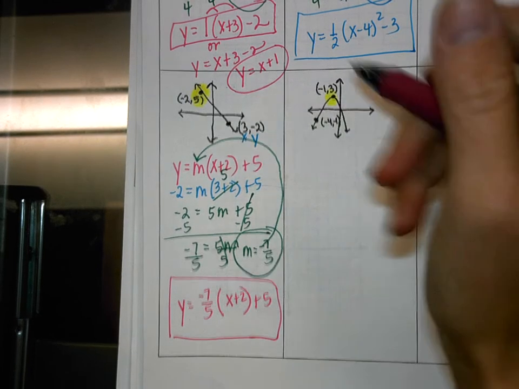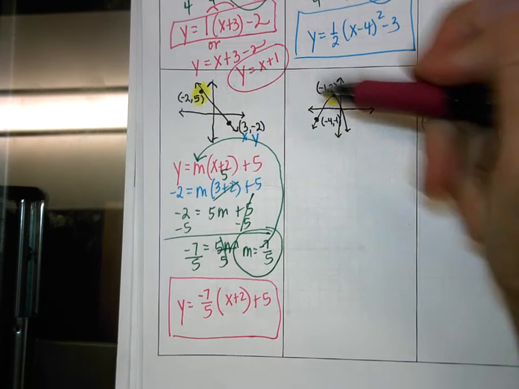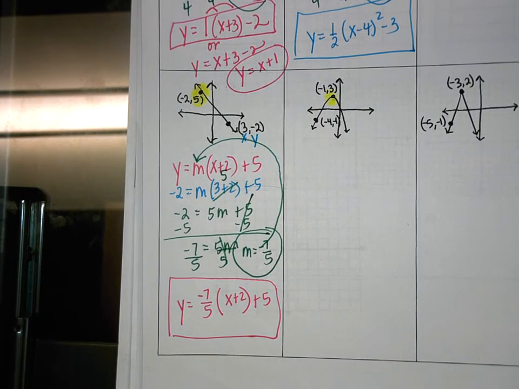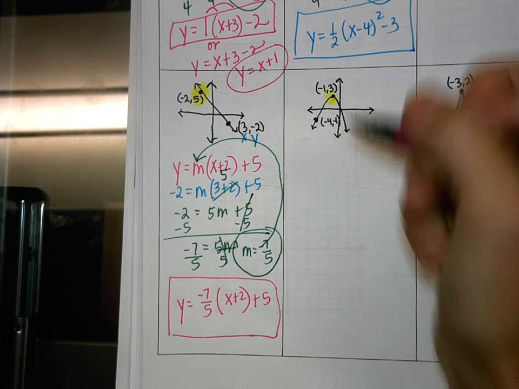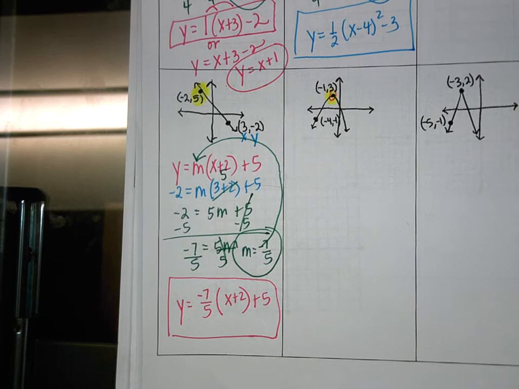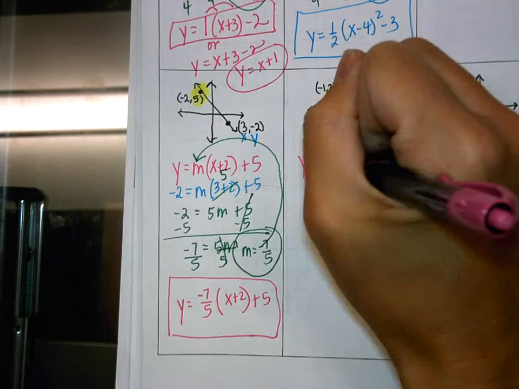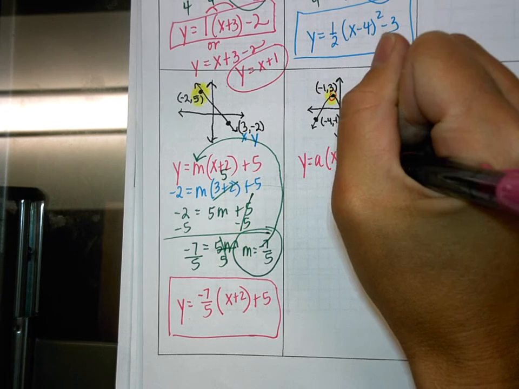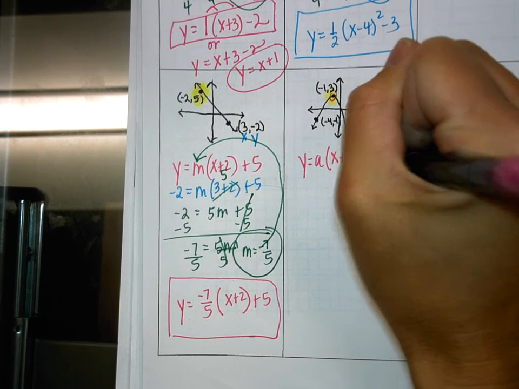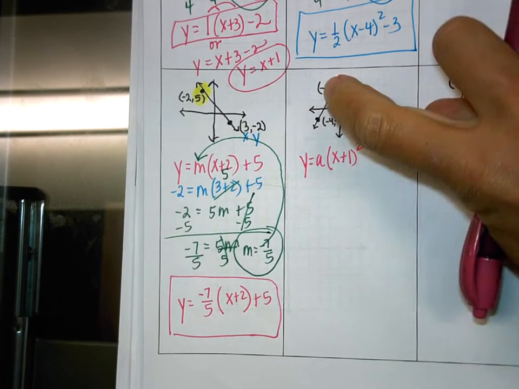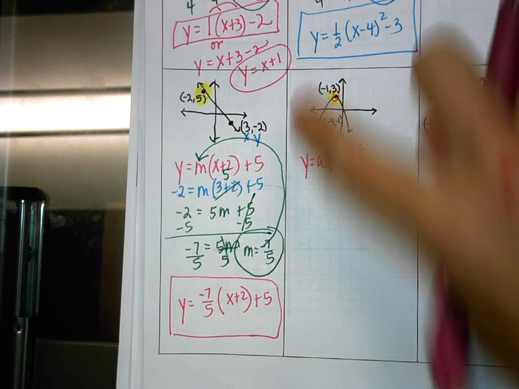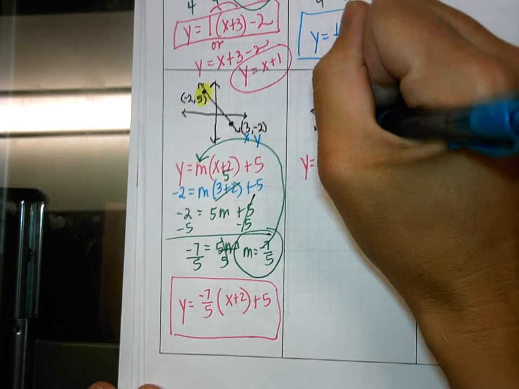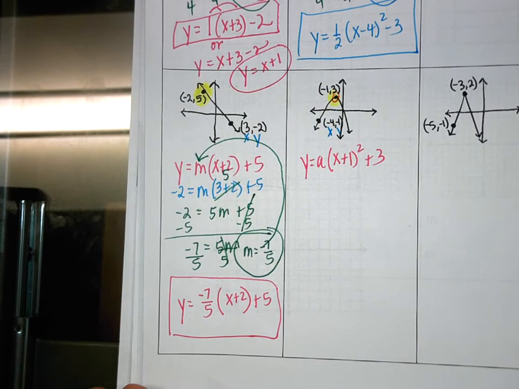So we have our vertex there. Know that vertexes are the points where it changes from increasing to decreasing. So it's that point of change right there. We get y equals a, parentheses, and inside my parentheses is going to be x plus 1, squared. Always when I'm writing my equation, I use the opposite, plus 3. Next, we're going to plug in a different point on the graph in order to solve for a.